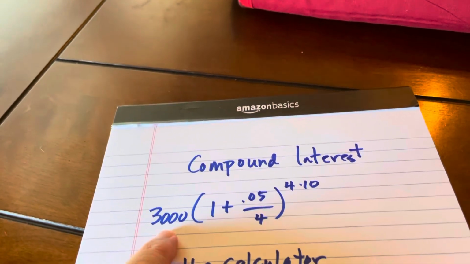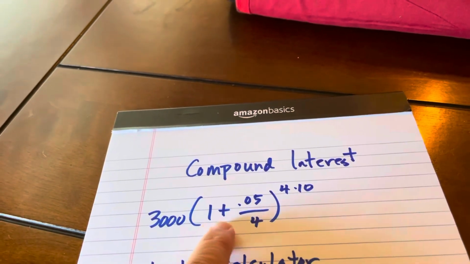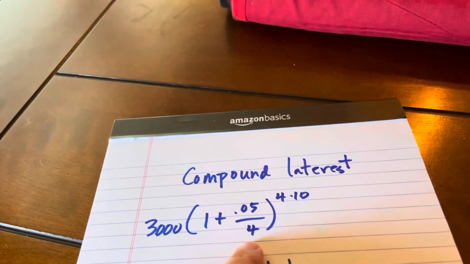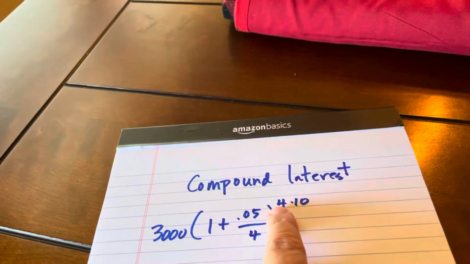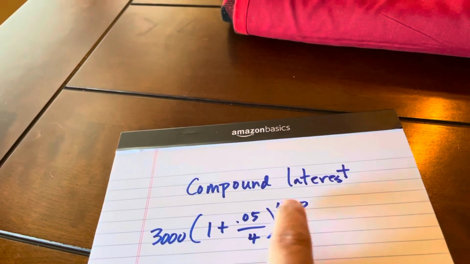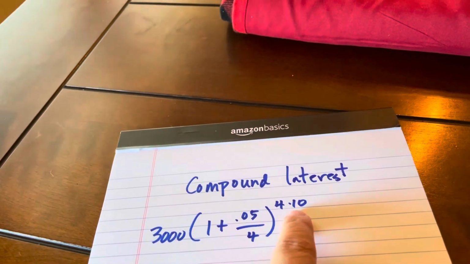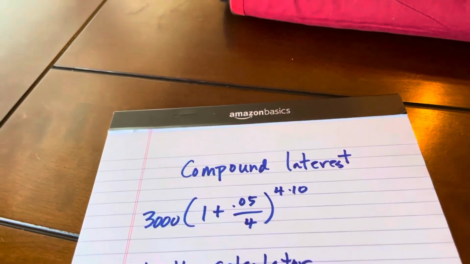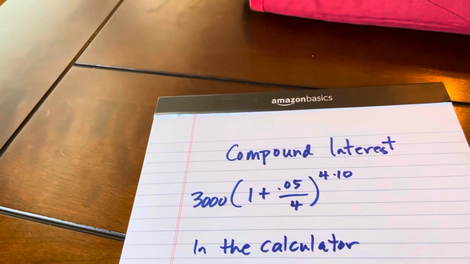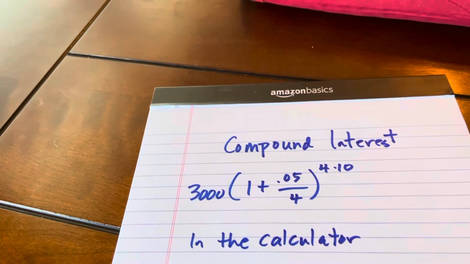This is how much money you start with, times 1 plus the interest rate over the number of compounding periods, raised to the number of compounding periods times the number of years, T there. So anyway, you're probably familiar with this formula. If not, look it up. But this is the compounded interest formula.